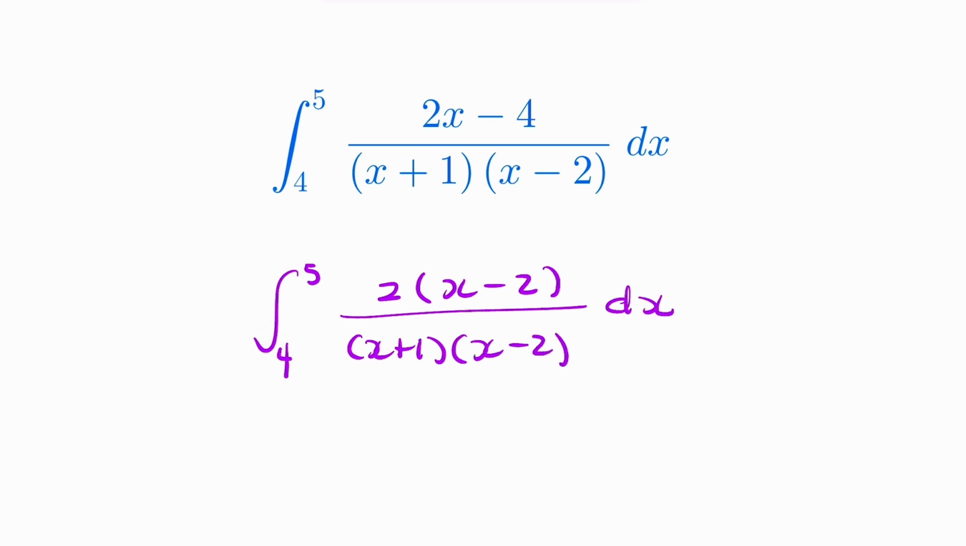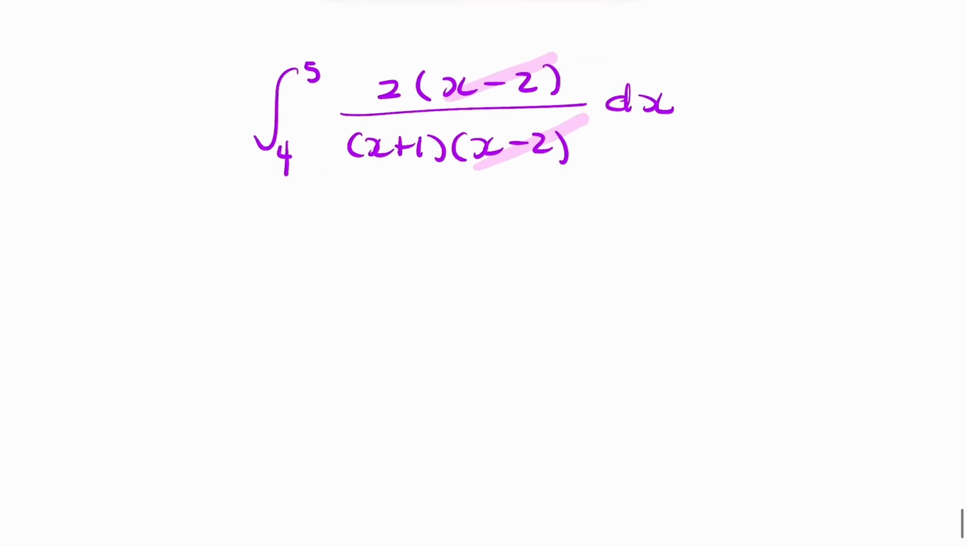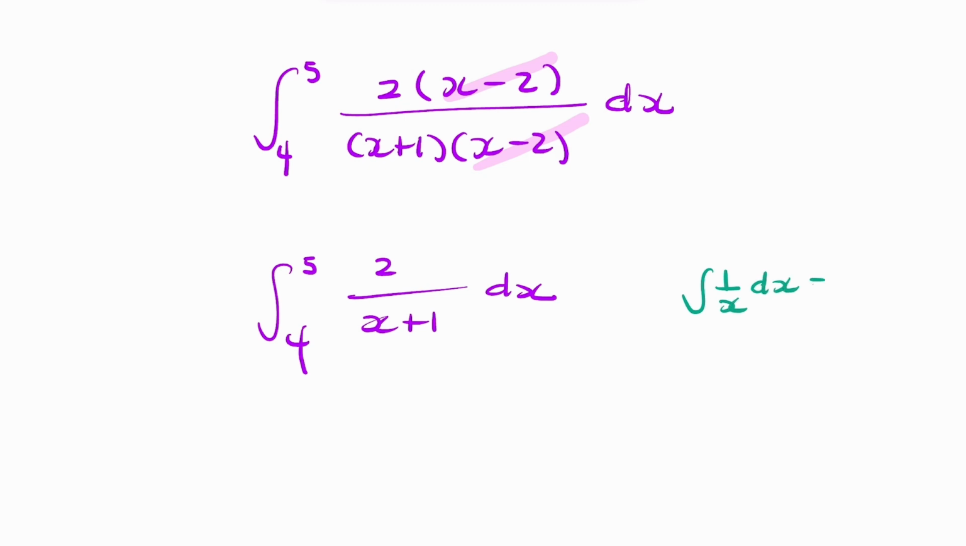And now we have these terms which clearly cancel. So now we have a much easier integration. We've got the integration from 4 to 5 of 2 over x plus 1. And here we don't need partial fractions because, remember, the standard integral of 1 over x dx is simply the natural logarithm of the modulus of x.